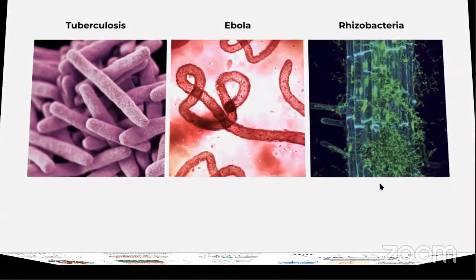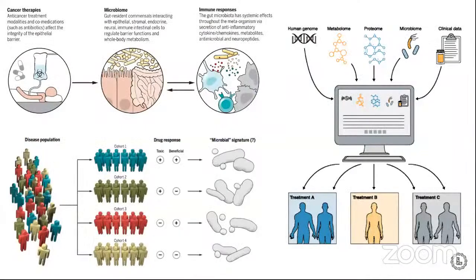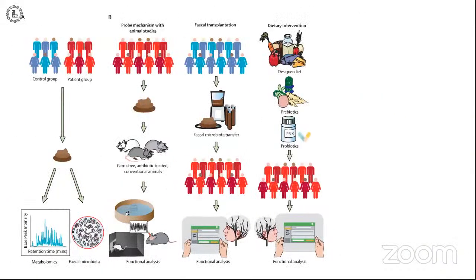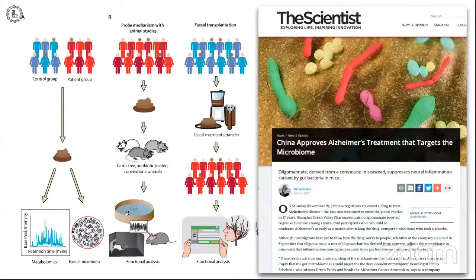Importantly, we will see that the microbiome is now considered to be a major player in many other areas of biomedical research. For example, screening for diagnostic signatures in precision medicine, and even association with treatment efficacy. Or the therapeutic considerations for microbiome transplantation to study such conditions as Alzheimer's disease. So here you can see an article where China has already approved Alzheimer's treatment that targets the microbiome through transplantation.